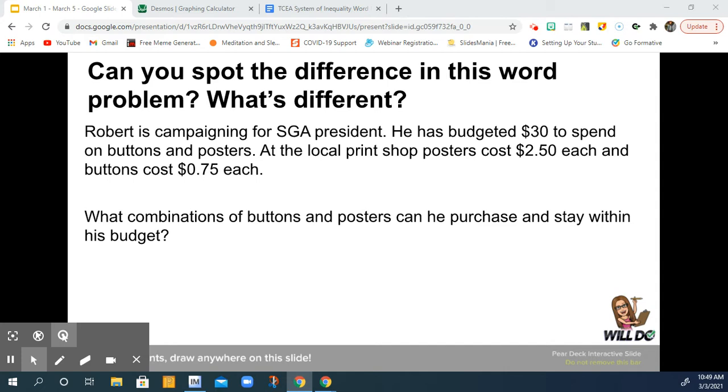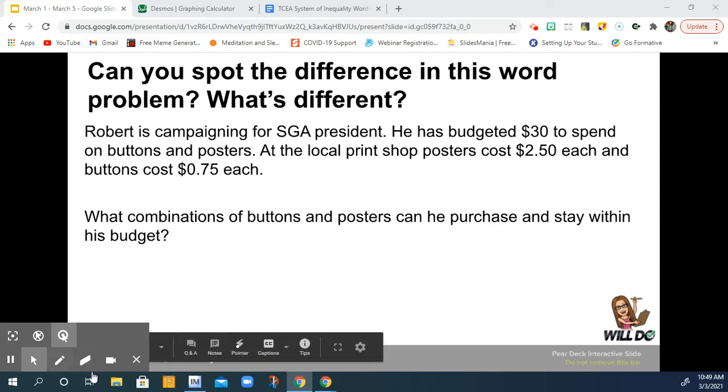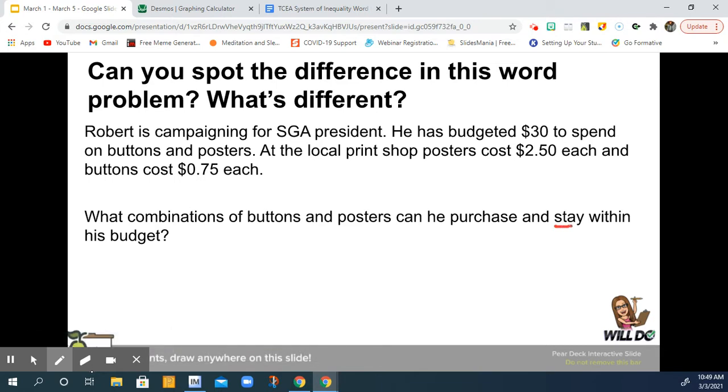So Robert is campaigning for SGA president. He has budgeted $30 to spend on buttons and posters at the local print shop. Posters cost $2.50 and buttons cost 75 cents each. What combinations of buttons and posters can he purchase and stay within his budget? So, something that I see that is different in this particular one is that he needs to stay within his budget. Now usually we find something that has an exact amount or is equal to, and in this case we have he needs to stay within his budget.